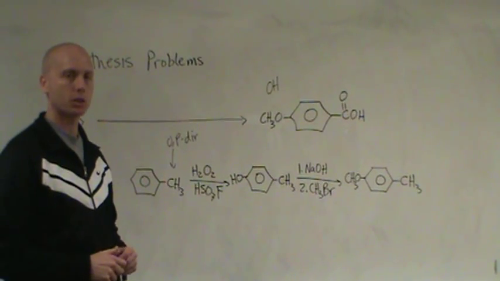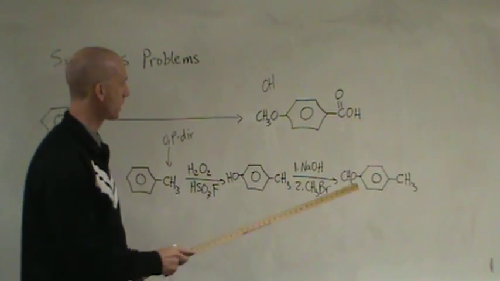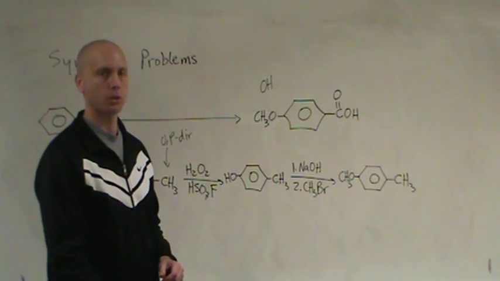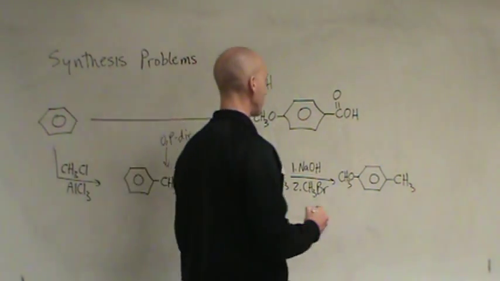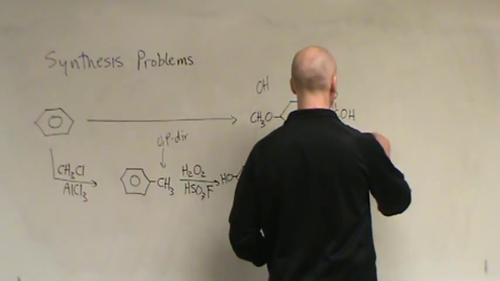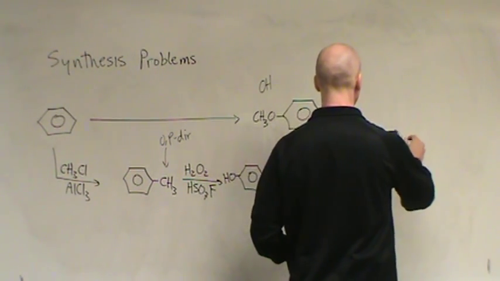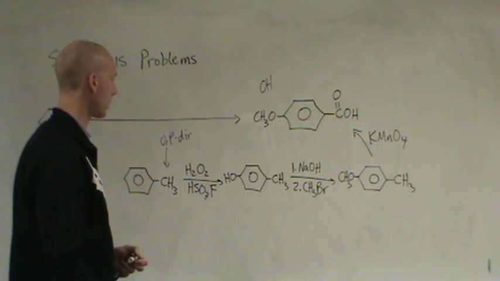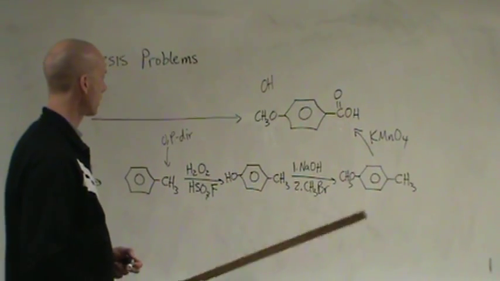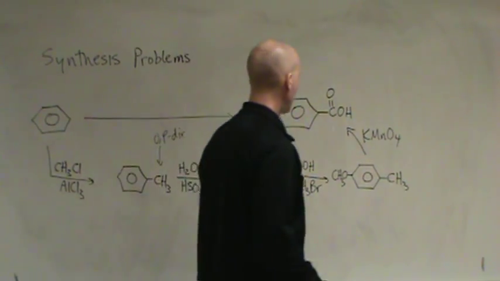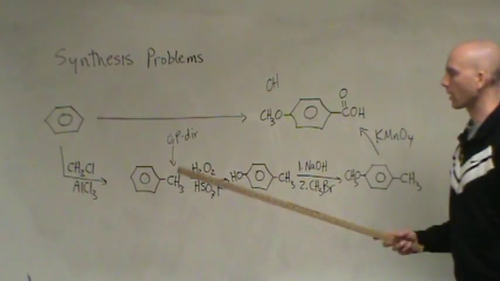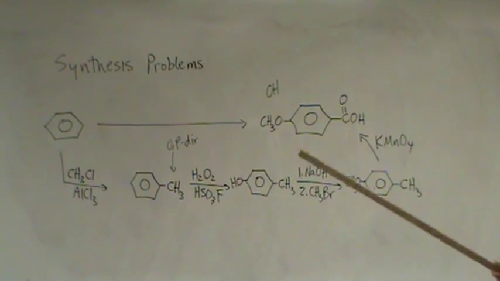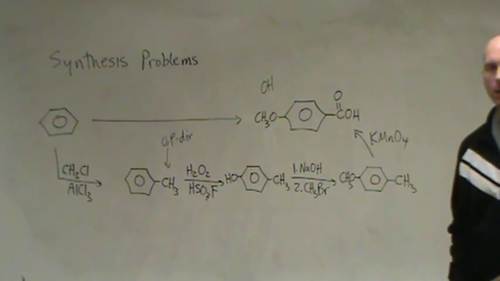And what would be the last thing we would do? Now oxidize the CH3 to the acid group using what? KMnO4. And that would give us our final product. So here, this gives us 1, 2, 3, 4 steps in order to make that product.